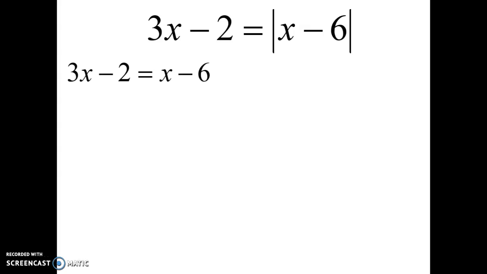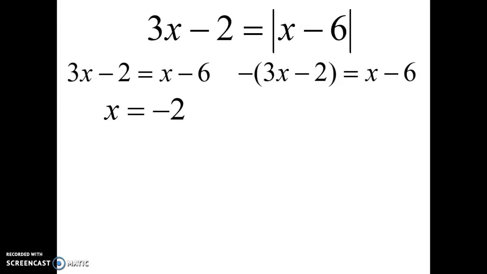So you're going to have your two equations. Notice the second equation, the answer, the 3x minus 2 gets multiplied by negative 1 as a whole. So that means the 3x and the negative 2 will both change signs. Not just one or the other, but both of them. You'll end up with two different answers that you should have gotten by now. You have x equals negative 2, and you have x equals positive 2.